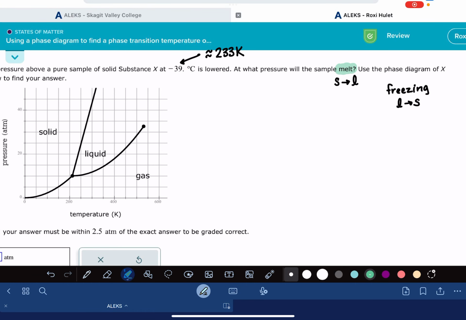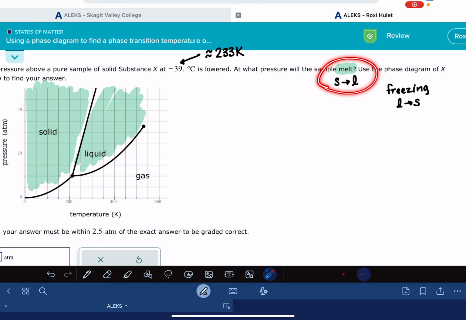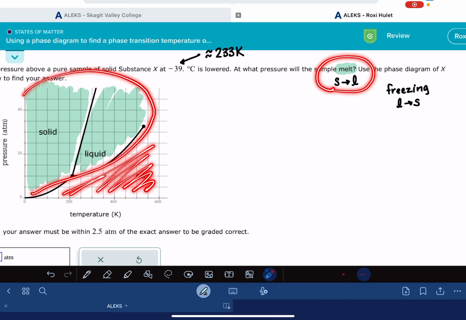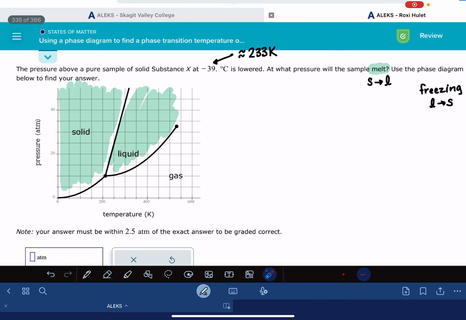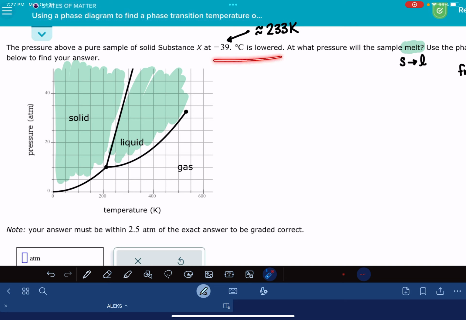What I recommend is that you highlight or pay extra attention to the two states of matter involved in your particular scenario. For me, since I'm dealing with melting, I am not thinking about gases at all. Where I'm working on the phase diagram is going to be in this area. Some of the problems have you start with a temperature like mine. If you are starting with a temperature, find that temperature on the temperature axis.